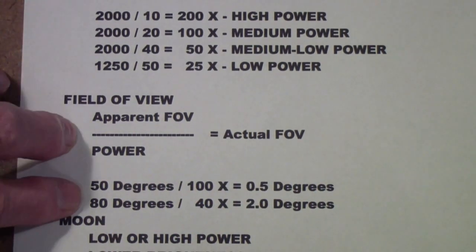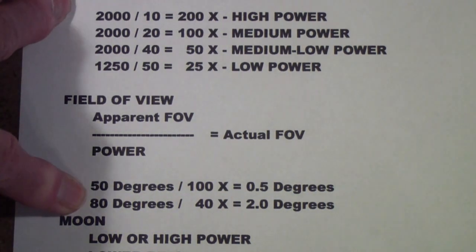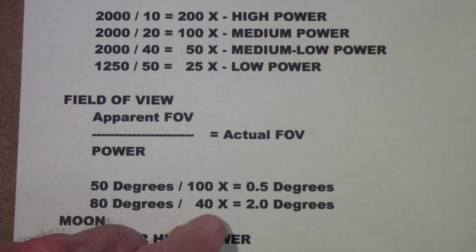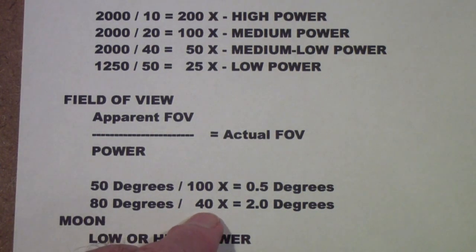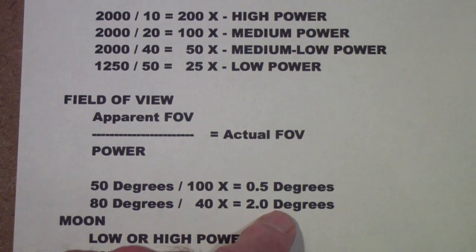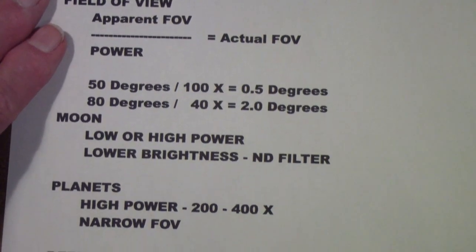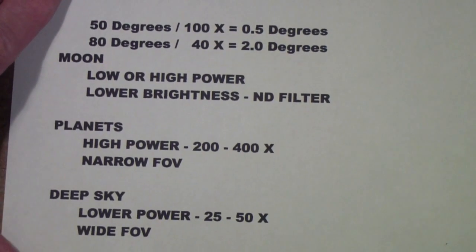So, if you buy an expensive eyepiece that has an 80-degree apparent field of view, and you use it in a telescope such that its focal length and the telescope's focal length give you about 40 power, you'll see about 2 degrees of sky. That's the actual field of view you see. Now, what do you really need in terms of eyepieces?